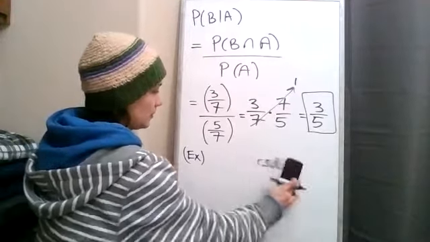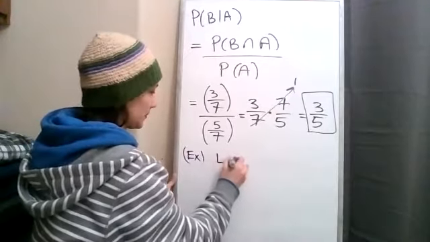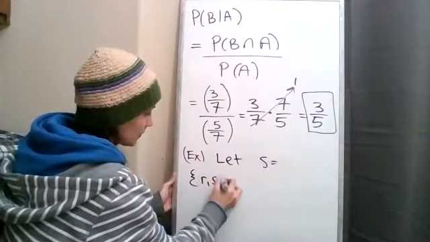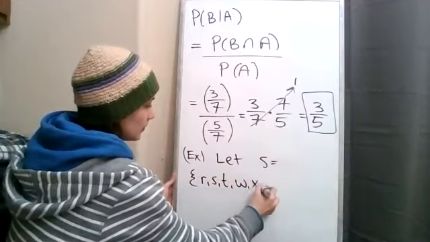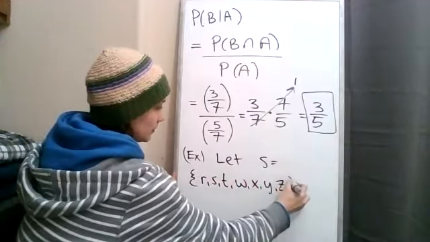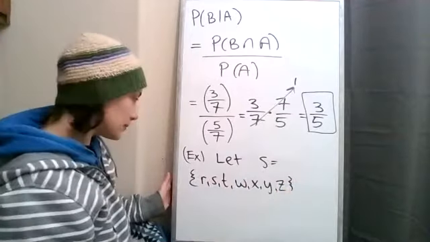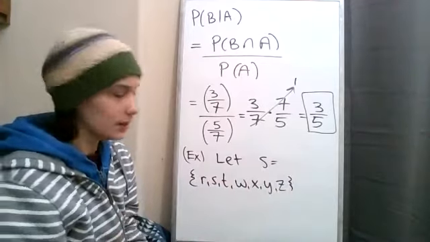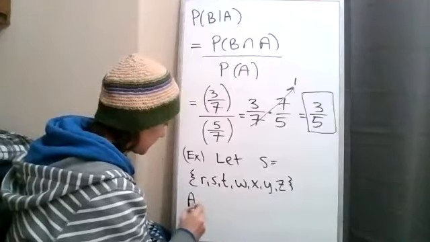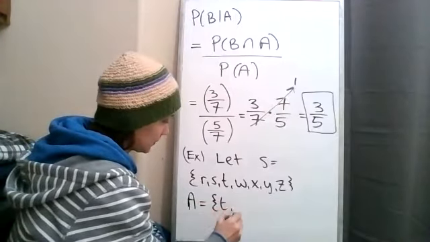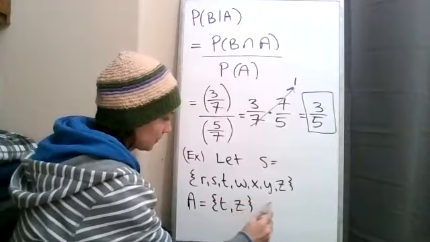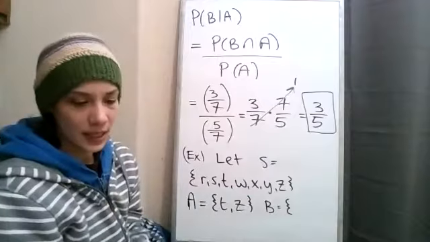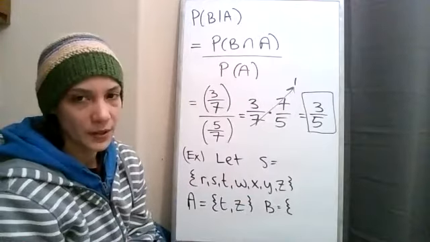What's this? Set A contains T and Z. B contains WXY.